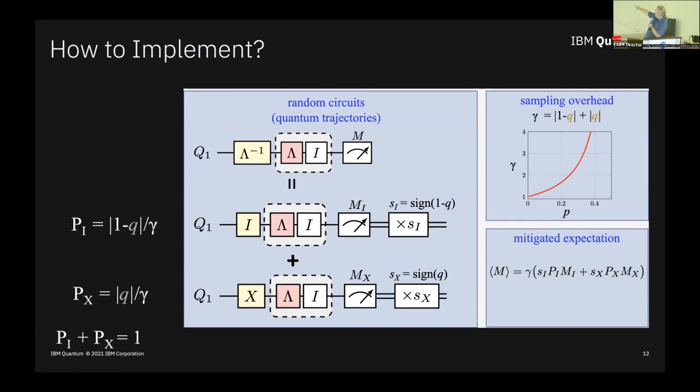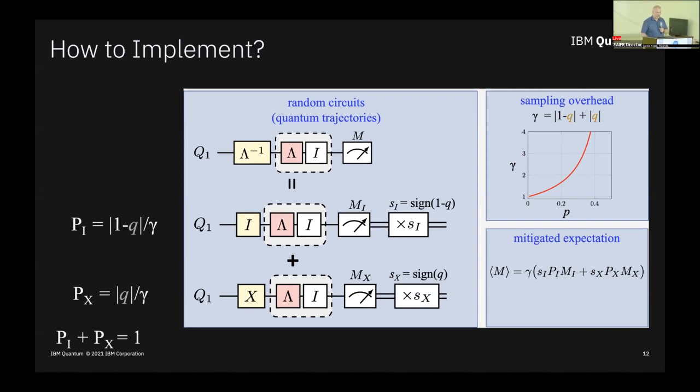This number gamma at the top right corner, sorry, I have to keep on turning around to figure out right from left here, this number gamma at the top right corner is in fact the amount by which you need to blow up the probabilities. And you can see that the larger the errors that you're trying to correct for, the larger gamma becomes.